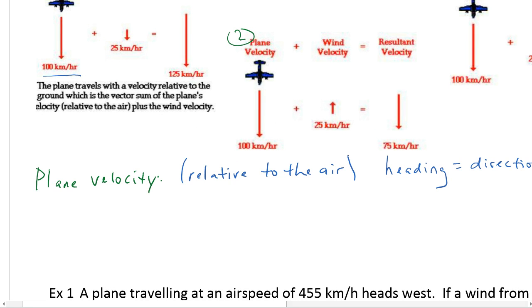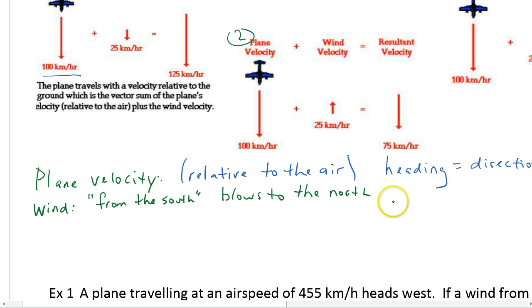Let's talk a little bit about wind here, and this is the important part. If I'm talking about wind from the south, when you see something like from the south, you have to think about which direction it blows. From the south blows to the north. So you would draw your vector north like that. Just be careful about which direction it is.